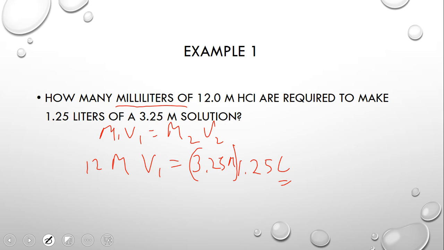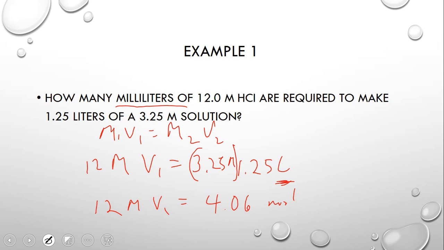So 12 molar times V1 equals 3.25 molar times 1.25 liters. When we solve for V1, we are going to find it in the unit of liters, because that's what this unit is, and I apologize for that. So 3.25 times 1.25 gives us 4.06. So this side is 4.06, and that is, as we talked about, moles, because when you multiply molarity times liters, you get moles, and that will equal 12 moles per liter times V1.